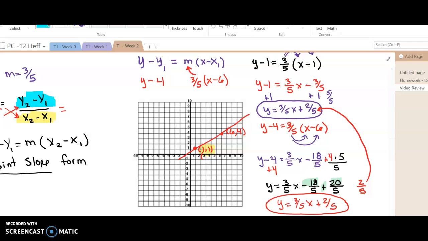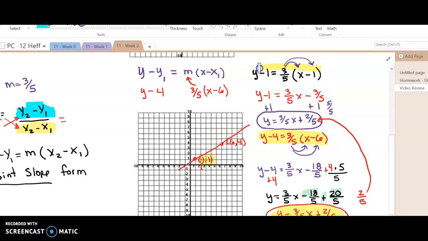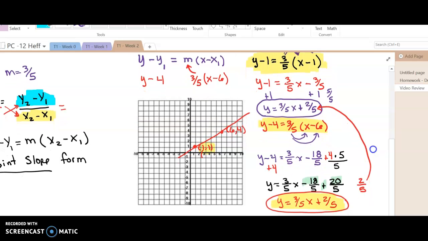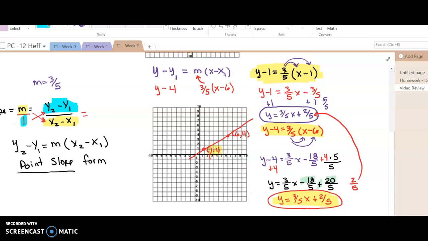All of these highlighted equations are correct and equivalent. One is not any better than the other. And so hopefully you can see how this point-slope form can be very helpful. We're going to be using it a lot in this class.